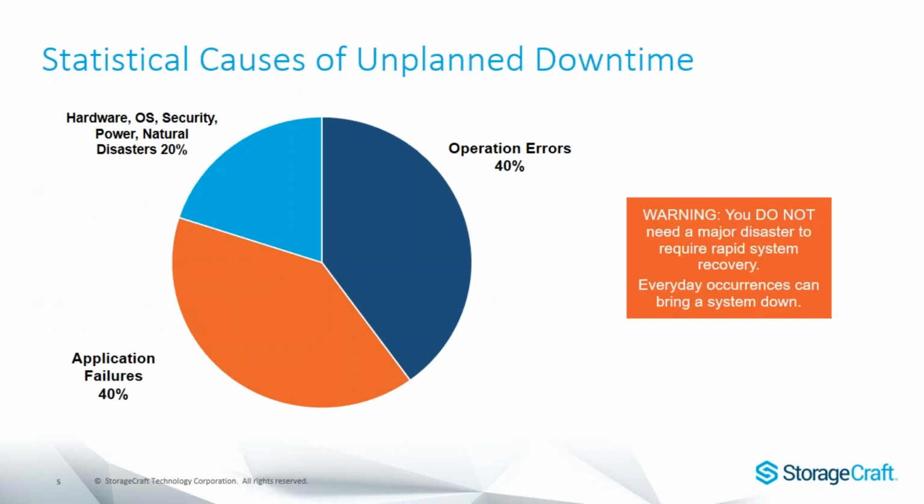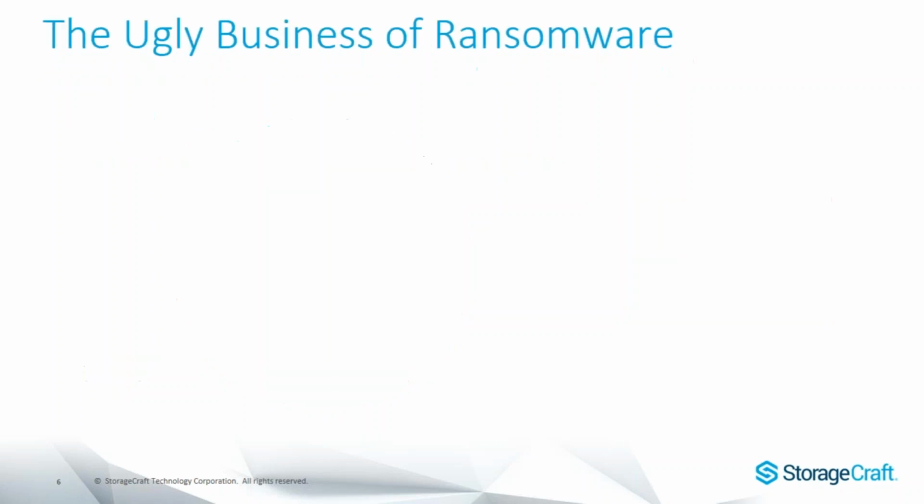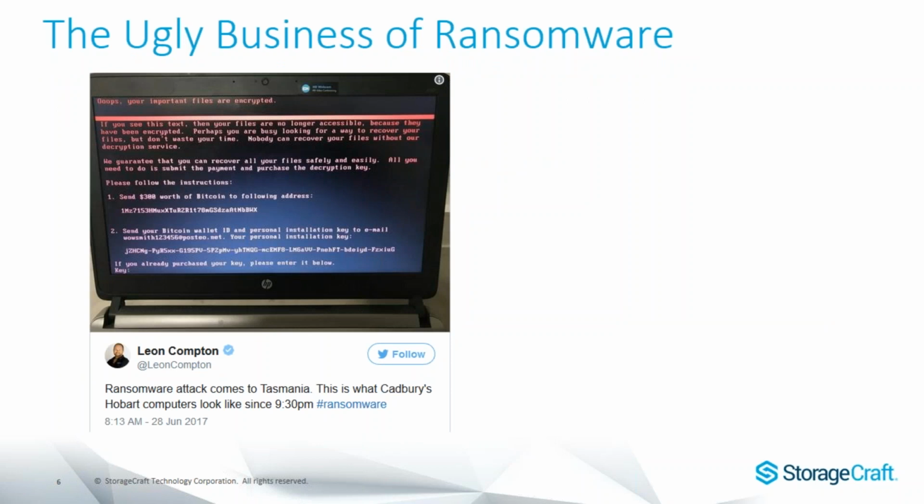Just running off the first few points also is that you do not need a major disaster to require rapid system recovery. Everyday occurrences can bring a system down. People deleting stuff accidentally, if you're looking at ransomware, once again, these are all everyday occurrences. Every business will have a disaster at some point in time. For those of you in Australia, even around the world, you'd be very aware of ransomware and how it's really taking a front page in today's headlines.